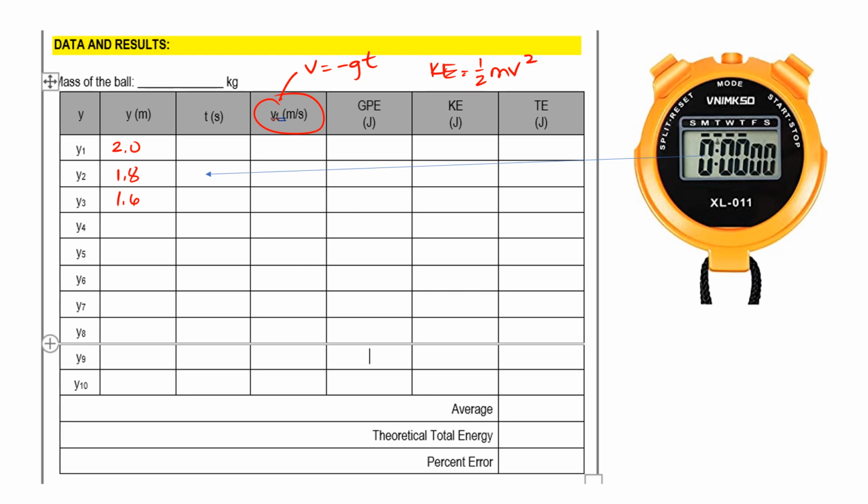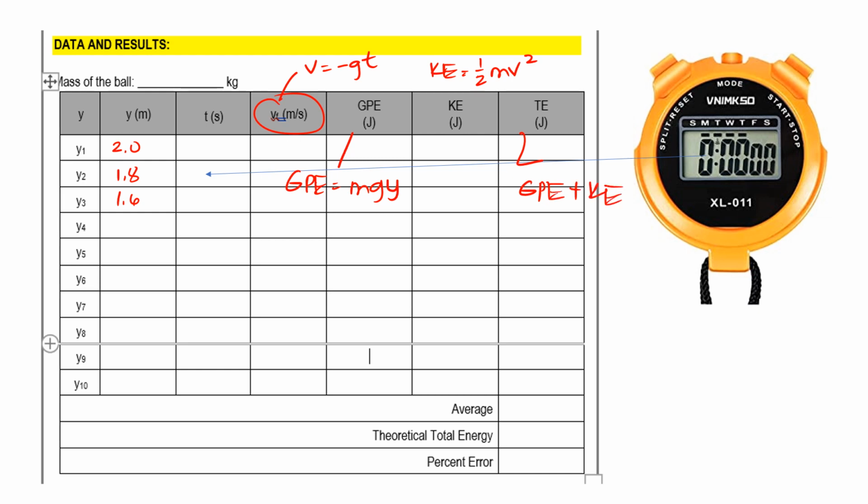We also need to compute the gravitational potential energy. Gravitational potential energy is equal to the mass of the ball multiplied by acceleration due to gravity, which is 9.8 meters per second squared, multiplied by the value of y. Again, the values of y here are 2 meters, 1.8, 1.6, 1.4, and lower. After getting the gravitational potential energy and kinetic energy, we can calculate the total energy, which is simply the sum of the gravitational potential energy and kinetic energy.